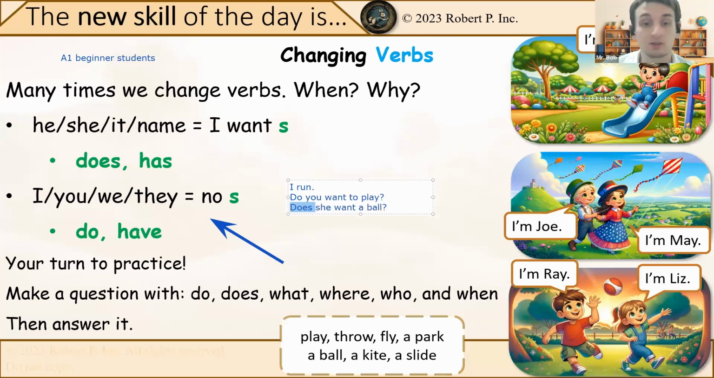Now she needs S. She needs does. But you? No S. Just do. Do you want to play? Yeah. Or what do they have? Ben has a slide. But Joe and May, they have kites. Two people, they have many things. Many people have many things. They have kites, they have a ball, and.